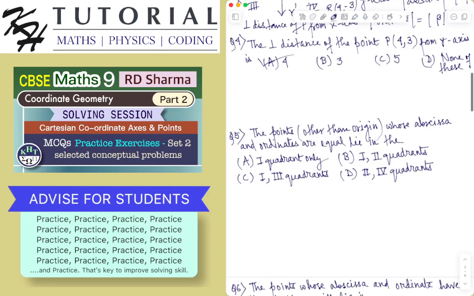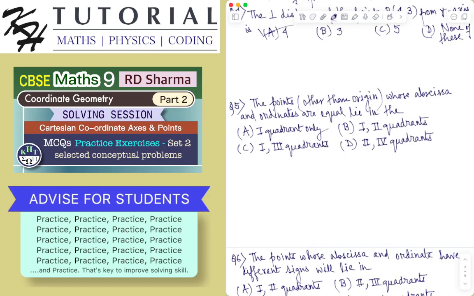Let's see the next question, question number 5. The points other than origin whose abscissa and ordinates are equal lie in the... Okay, whose abscissa and ordinates are equal. Now, all points whose abscissa and ordinates are equal will be of the form A comma A, where A is any real number. This is a set notation from the set theory. A belongs to R. R is the set of all real numbers. This means that A is a real number.